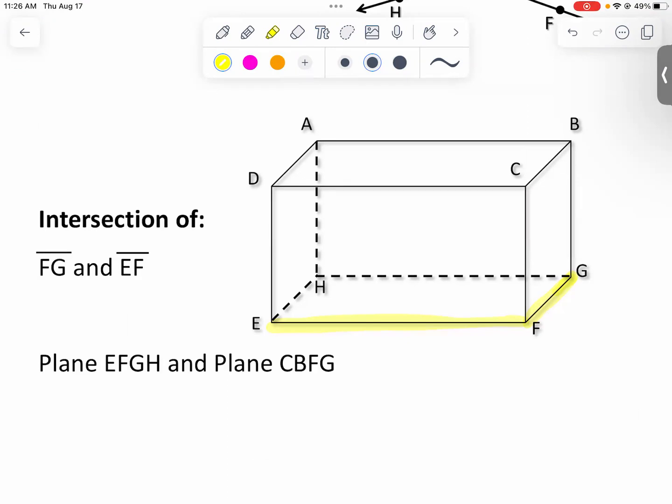Okay, number 1, the lines, but this notation right here is what I want you to pay attention to. These are talking about line segments. Okay, so what's their intersection? Okay, point F.